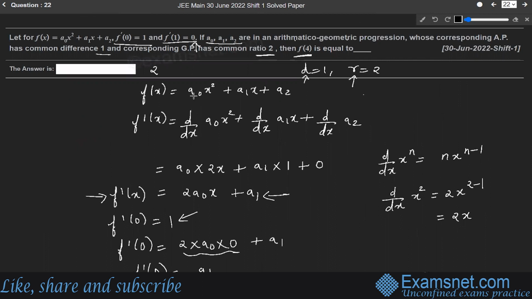I hope you are clear with this question. In this question, we have used the basic concepts related to differentiation and the basic concepts about AP and GP.